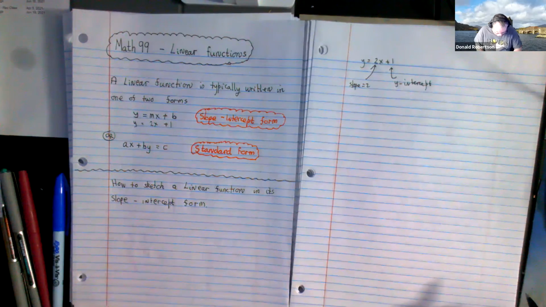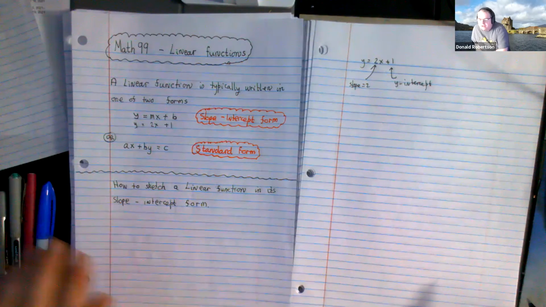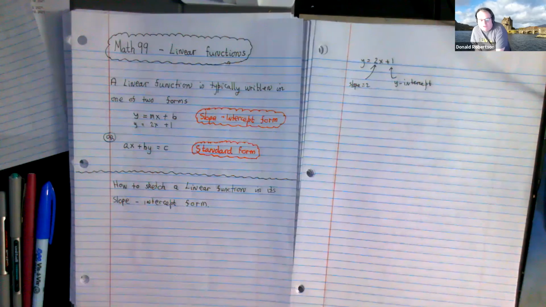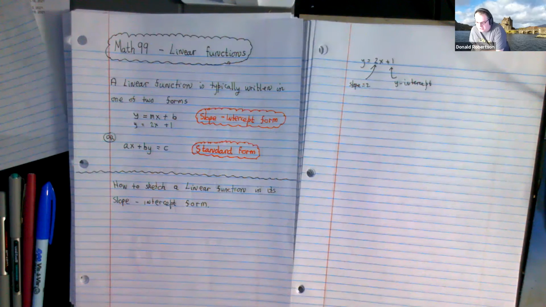How do you draw the straight line with equation y equals 2x plus 1? Mathematically, we might phrase it as draw the function y, or draw the linear function y equals 2x plus 1. But it's the same thing as me saying draw the straight line y equals 2x plus 1, right? It's just different words to mean the same thing.